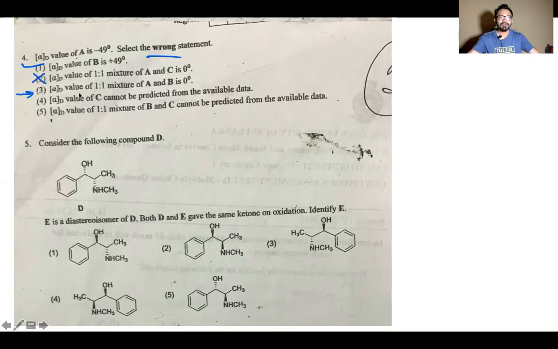Third one: alpha D value of the one-to-one mixture of A and B is 0. Yes, correct. That's what we already discussed with the second statement. A and B, because they are enantiomers, the one-to-one mixture must be 0. The value of C cannot be predicted from the available data. Yes, we cannot predict. It is another diastereomer. We cannot predict the value.